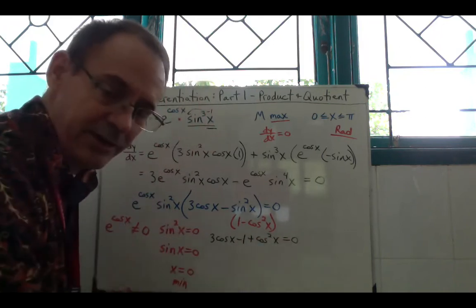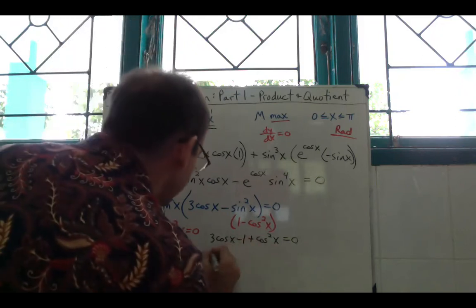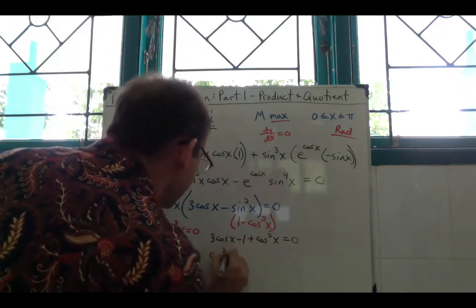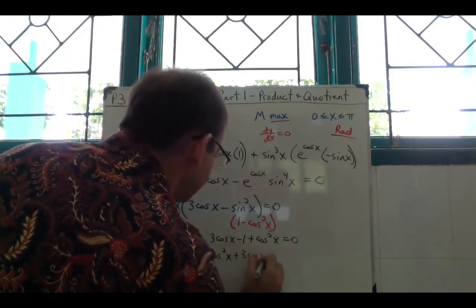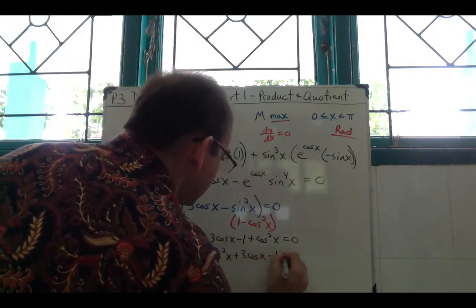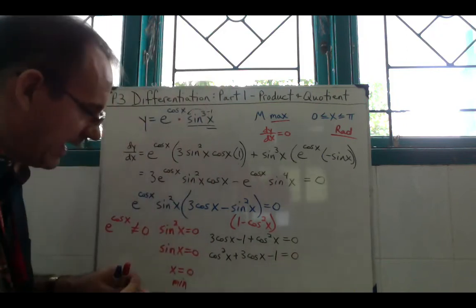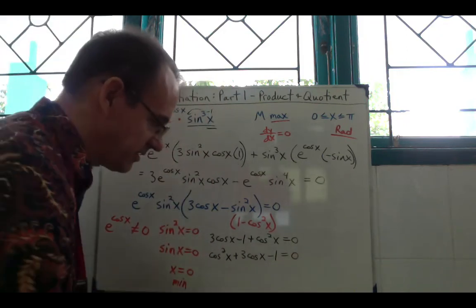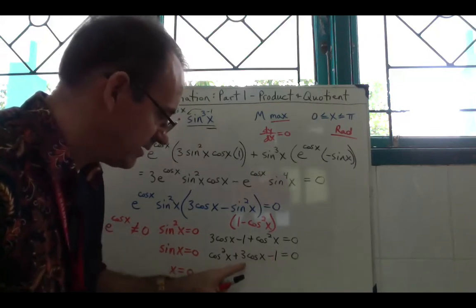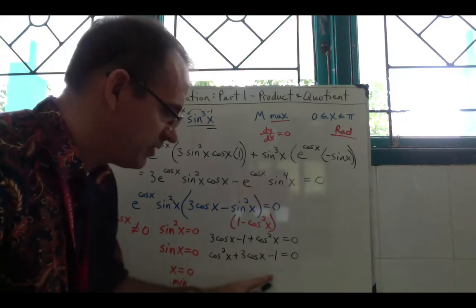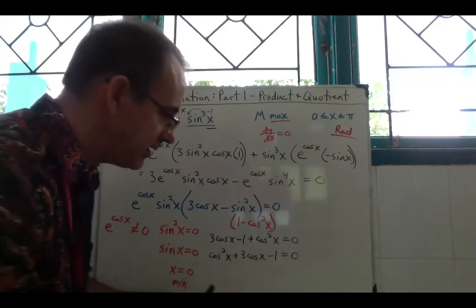And we notice now that we have a quadratic. So we get cosine squared x plus 3 cosine x minus 1 equals 0. And you should recognize that this does not factor. The factors of 1 cannot subtract to give us 3. So we're going to have to use the quadratic formula.